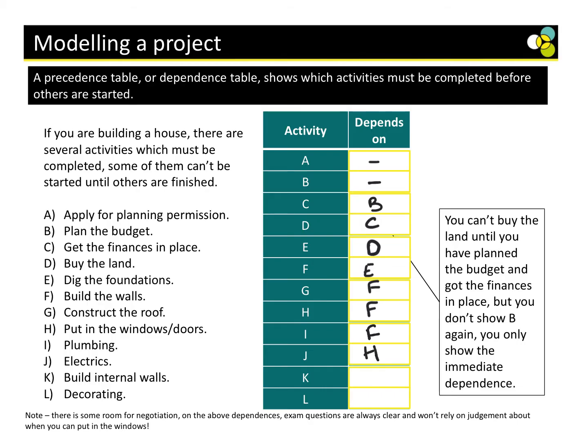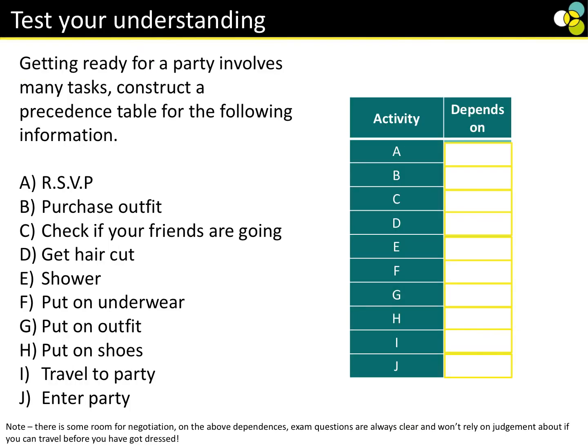Okay, building the internal walls. Now remember, when we say plumbing and electric, we don't mean the whole thing, we mean starting it. Because then when we build the internal walls, we start fitting it in. So building the internal walls is reliant once we've done the windows and doors. And decorating, when are we going to decorate? Yeah, after we've built the internal walls. Perfect. So, as you know, we've made a bit of our own judgment on this. In the exam, we won't have questions like this, okay?